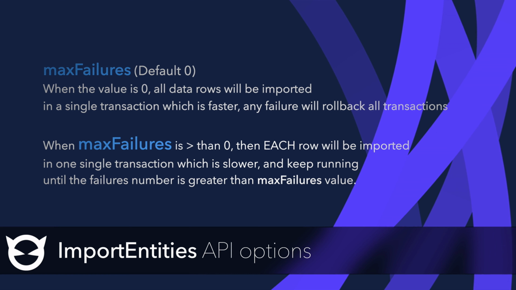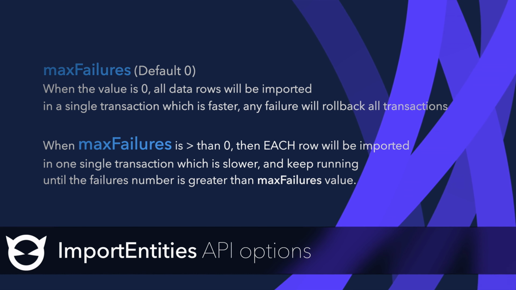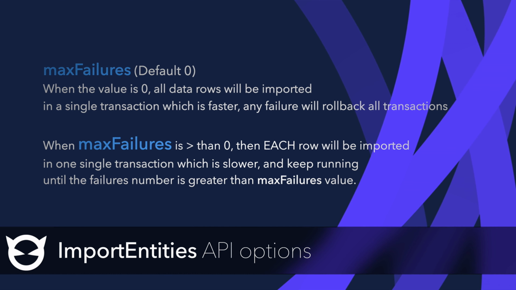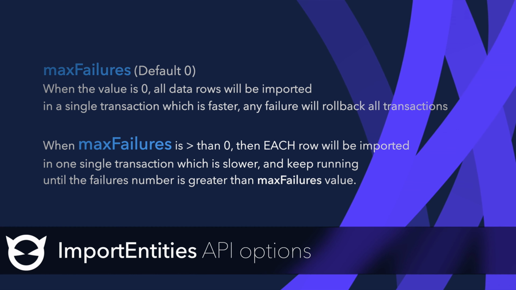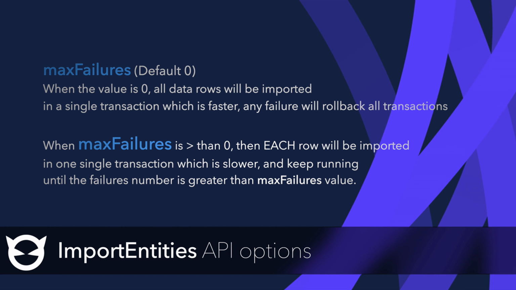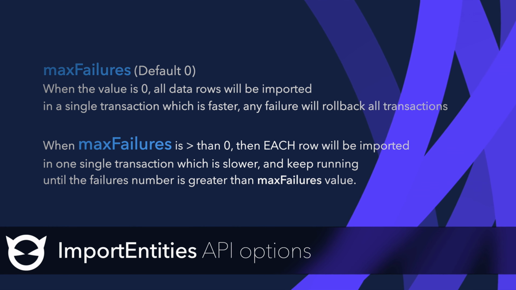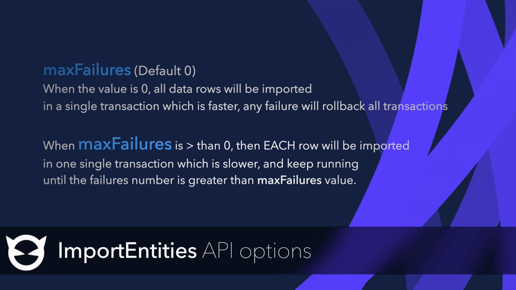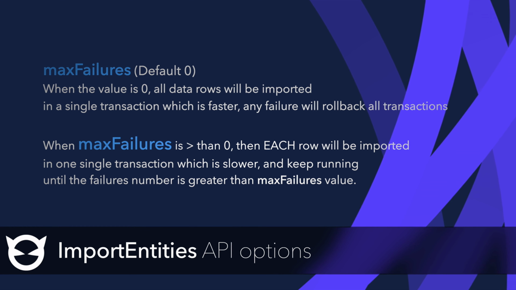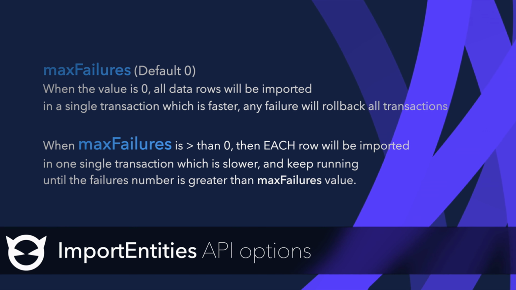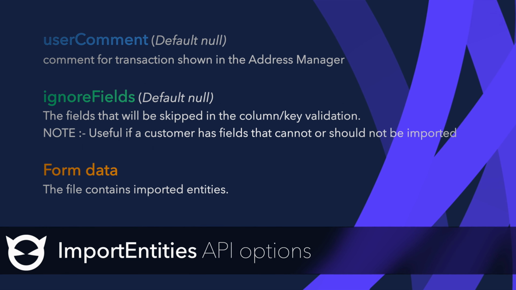The max failures option is at default set to 0. This means all rows in the dataset will be committed to the database as a single transaction. This is by far the fastest option, but any failure in the dataset will roll back the entire transaction and hence all rows. But if max failures is greater than 0, each row will be a single transaction. This is slower, but will keep running until the number of failures is greater than the max failures value.